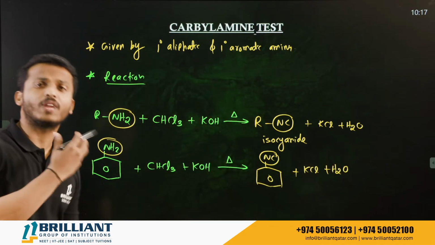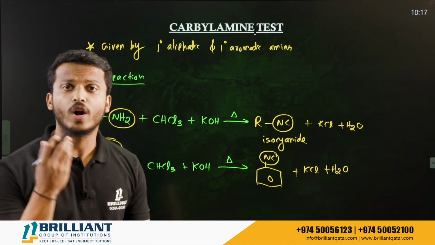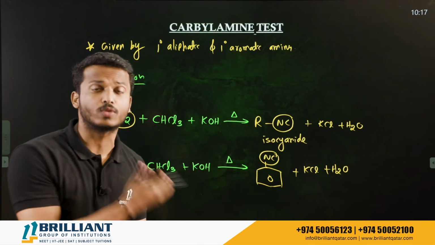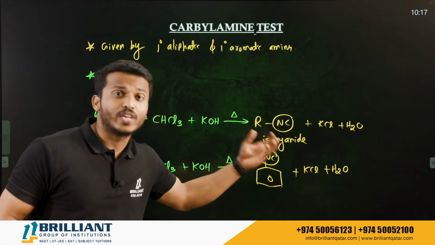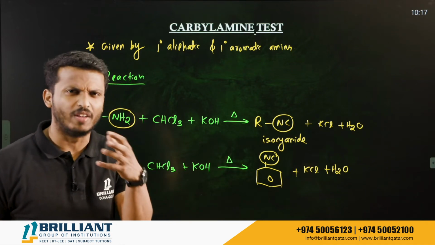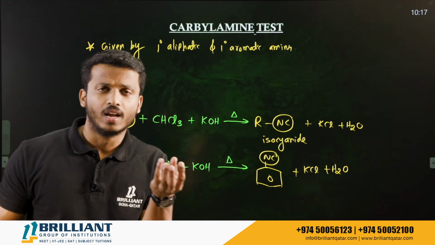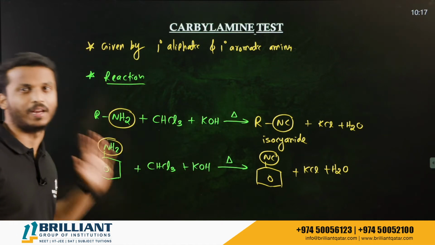And what is the observation? In the Hinsberg test also we saw some observations, right? What is the observation going to be here? You are getting isocyanide, right? Isocyanide has a very foul smell, very bad smell. So if you get such a bad smell or foul smell, then you can confirm that your compound is a primary aliphatic or primary aromatic amine.